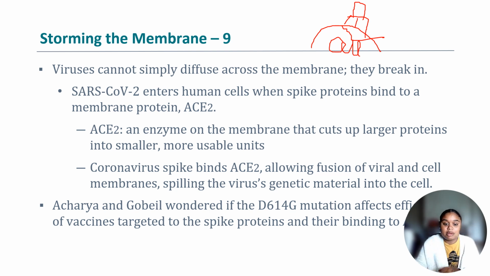And it binds to the membrane protein ACE2, which is a membrane protein that is on your plasma membrane. And what it does is it's an enzyme on the membrane, and it cuts up larger proteins into smaller usable units. Because remember how we said there are certain things that can go through. So obviously small molecules or hydrophilic molecules are able to easily go through the plasma membrane. But large molecules or hydrophobic molecules cannot easily go in the membrane.